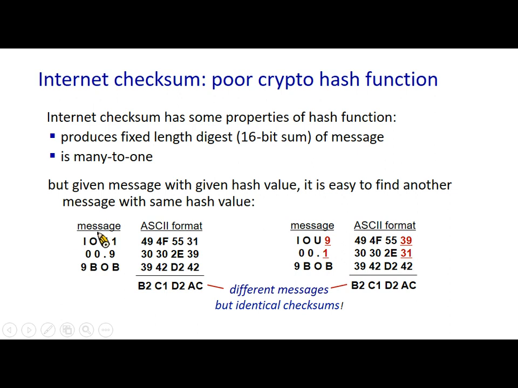For example, this message here is "I love you 1", and here the message is "I love you 9", with a changed digit. So some characters in the message change here. Given a message with a given hash value, it's easy to find another message with the same hash value. You can see that even though the ASCII format is changed from the original message, we calculate different messages but an identical checksum. You can see the checksum here.